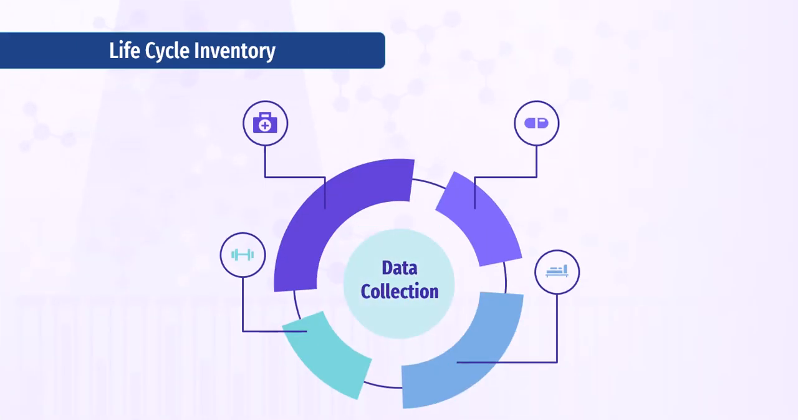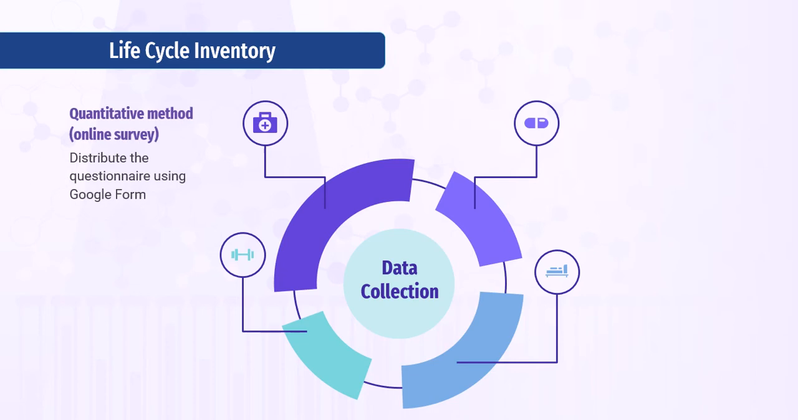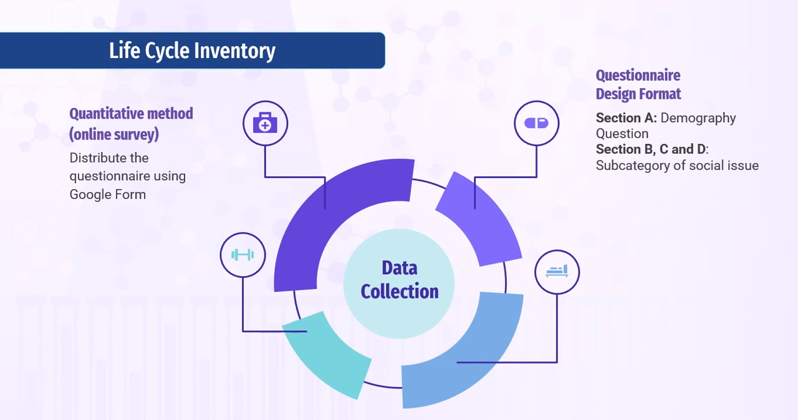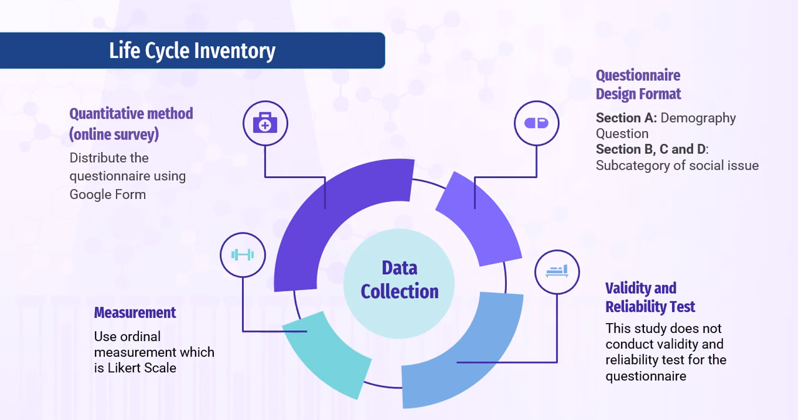Next, for the life cycle inventory, for the data collection, this study only conducted a quantitative method, which is only using an online survey. The data collection is done by distributing the questionnaire using Google Form. For the questionnaire design format, this questionnaire consists of 4 sections, which is the section A regarding the demography questions, and sections B, C and D regarding the subcategory of the social issue. For the measurement, we have used the ordinal measurement, which is the Likert scale for sections B, C and D. Lastly, for validity and reliability test, however, this study does not conduct any of these tests for the questionnaire.